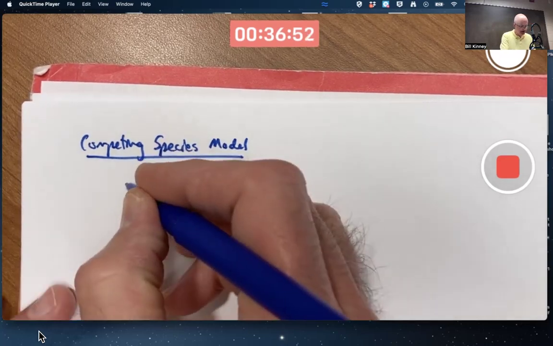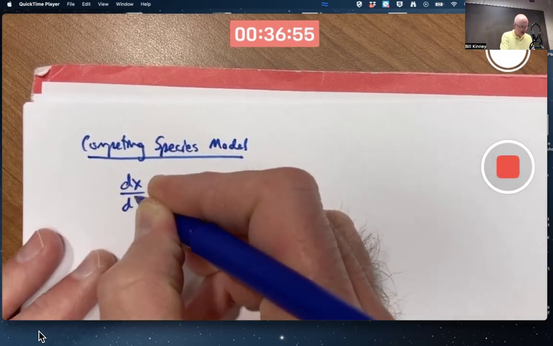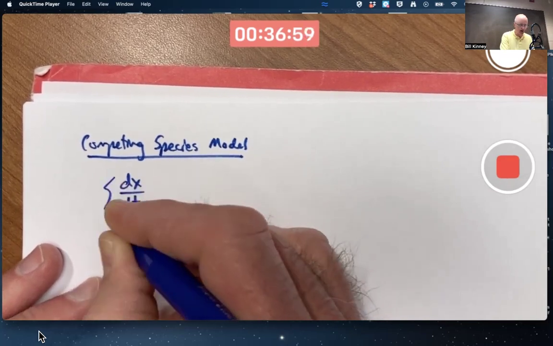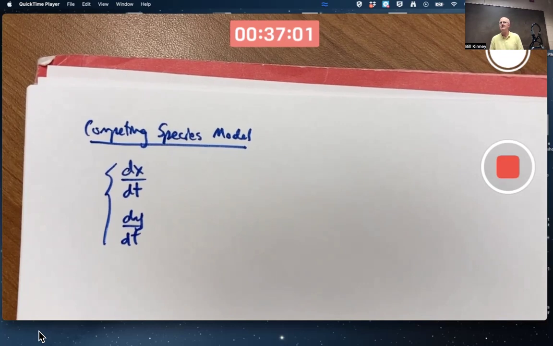I am going to use different letters, X and Y, partially because that's what the book does, and partially because I'm not going to pretend I know what these species are. Just use more generic letters X and Y: X species and Y species.